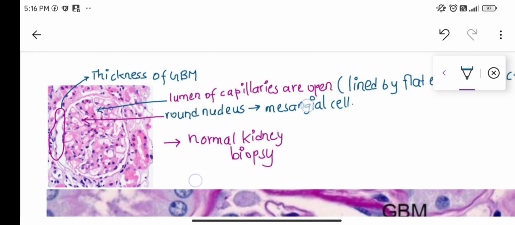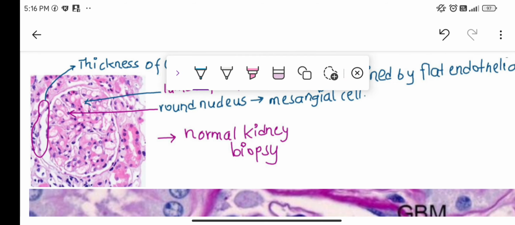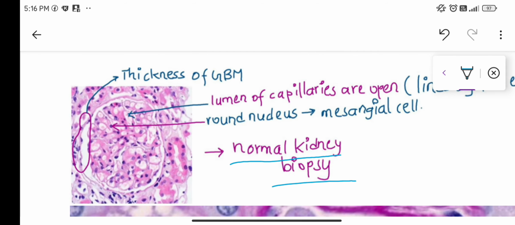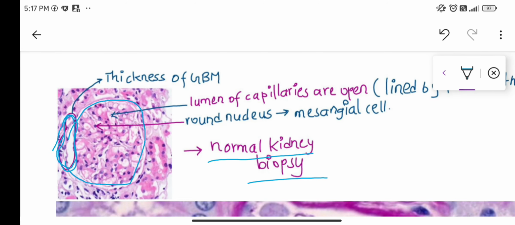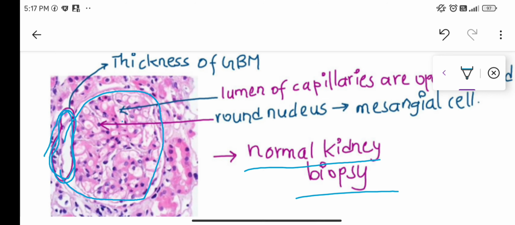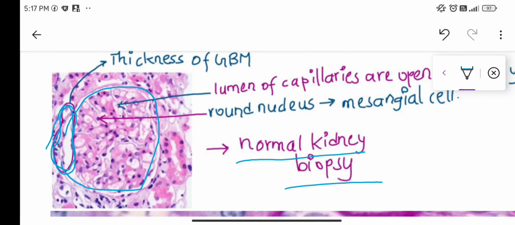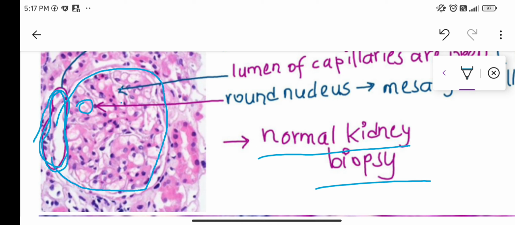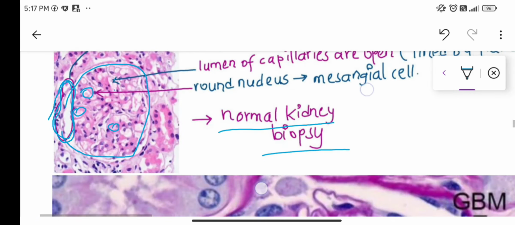For a normal kidney biopsy, okay, this is the normal kidney biopsy. You can see this is a glomerulus, and this is the glomerular basement membrane. This is the normal thickness of a glomerular basement membrane. And these are the capillaries that are arranged. The lumen of the capillaries is open here, and they are lined by flat endothelial cells. Here are the cells with round nucleus, these are the mesangial cells. So this is a biopsy of a normal kidney.